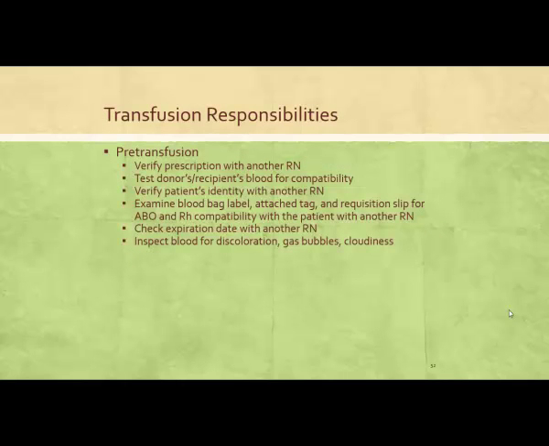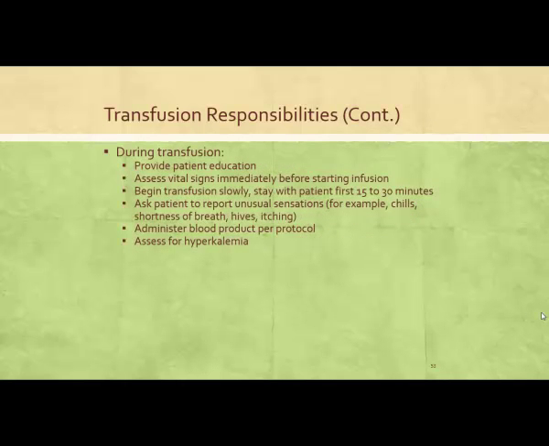And truly our responsibilities as a nurse, they're listed out up here. So we want to make sure that we are verifying the prescription with another RN, making sure that we have ABO and Rh compatibility, checking expiration dates, checking the blood bags, checking blood bank numbers, looking at the recognition slips, and then always remember to double check. We want to make sure that before that transfusion, we get a set of vital signs immediately before starting the transfusion. We want to make sure that we have a consent signed, and then begin that transfusion slowly and stay with that patient for the first 15 to 30 minutes.